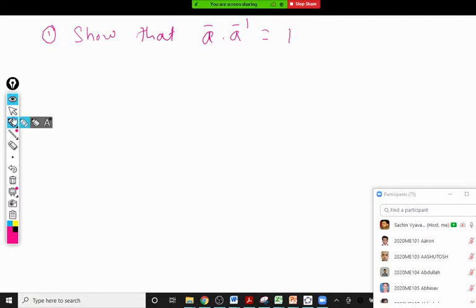Okay, so let me prove it. How to start? We know that A dash will be B cross C upon box ABC. So A dot B cross C is the box ABC. Very good. So only one thing is in our hand, that is the definition of a reciprocal system, or the definition of the triad.